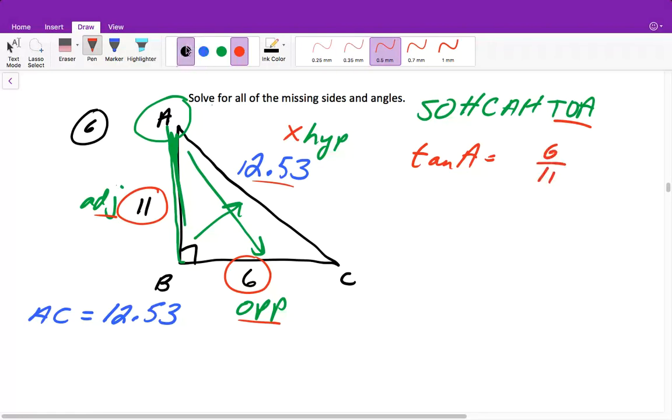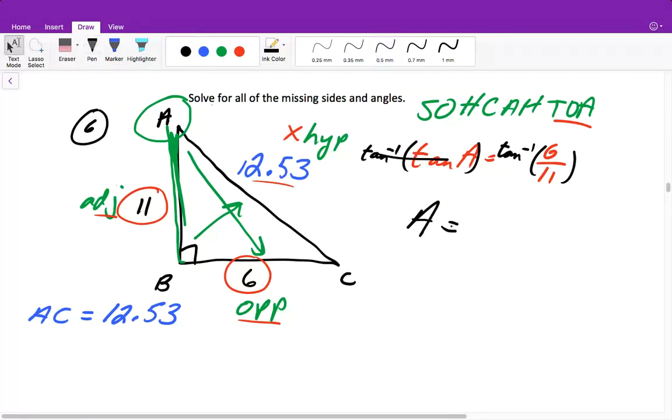And remember, to get rid of this tangent of angle A and to isolate our angle, we need to take its inverse. So we will take the tangent inverse of both sides. When we take our tangent inverse, it will undo the tangent ratio that's being done to our angle, and it isolates it. Then our tangent inverse of 6 over 11 will give us our angle of 28.6.